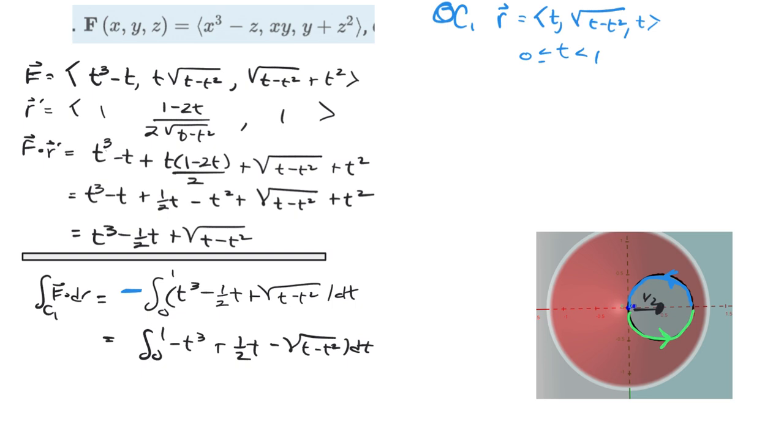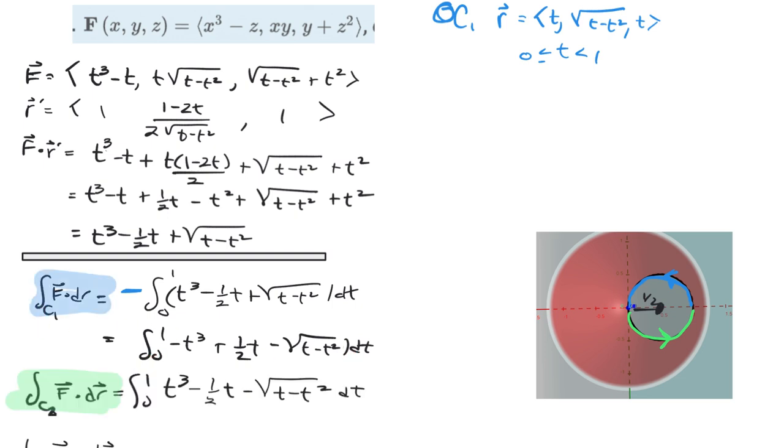Then rather than integrate each of them separately, I will put them together and then integrate them. So I'm going to get my C1 and my C2 and put them together and then integrate them. All right, so this is the one we just found. This is the previous one. And then we will add them together and then integrate.